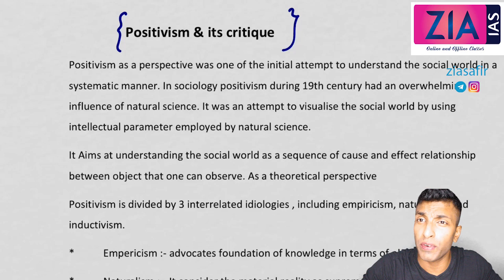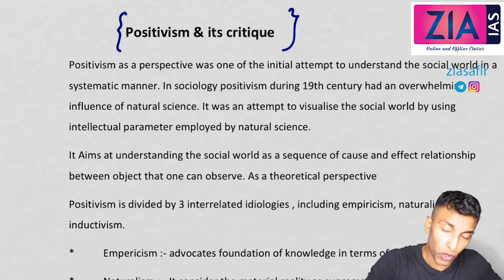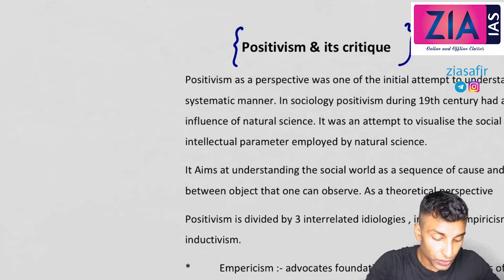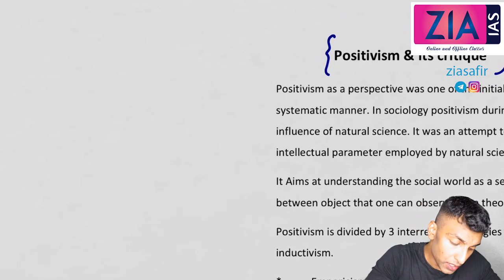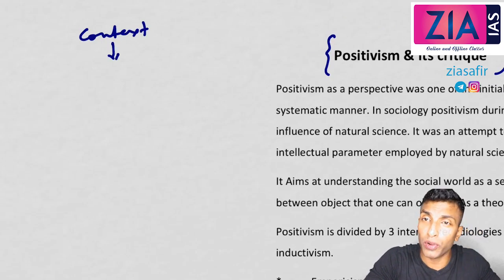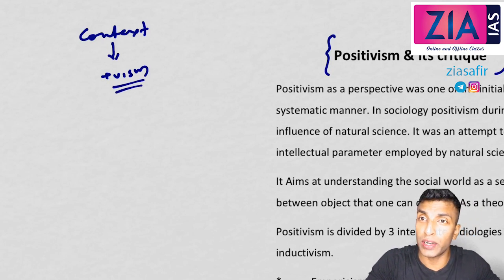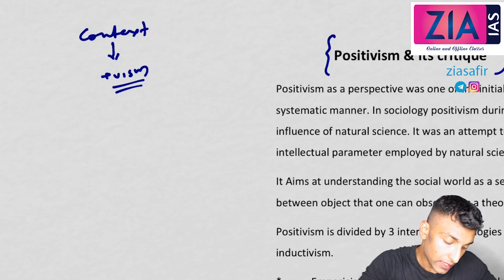So you need to have a very good idea about positivism because this is one of the initial perspectives which is actually used in sociology. So what we will do is discuss the context, or I'll give you the skeleton of your answer. The structure should be like this. First you need to talk about the context. Then you should talk about what you mean by positivism in general, and is there any difference in sociological positivism? If so, we will discuss that also.